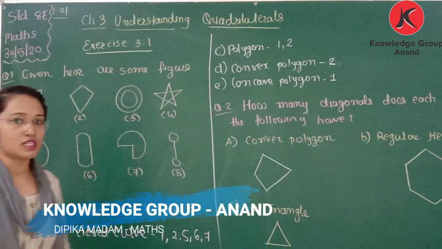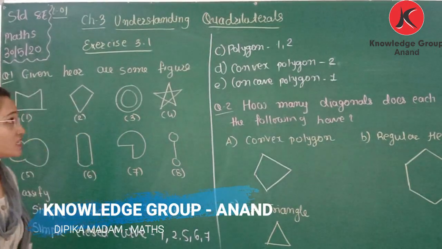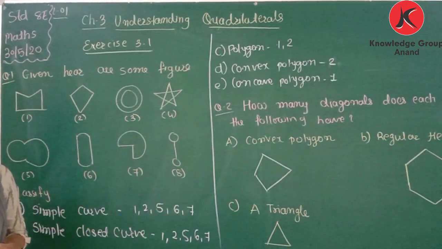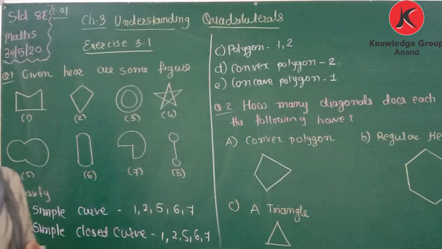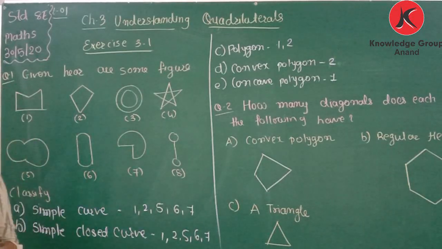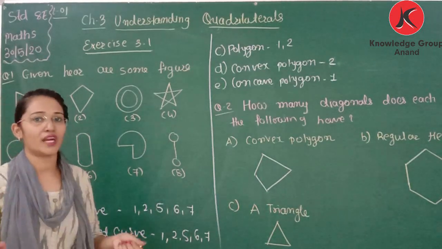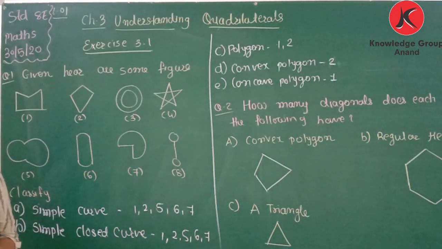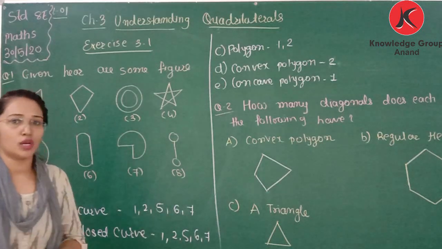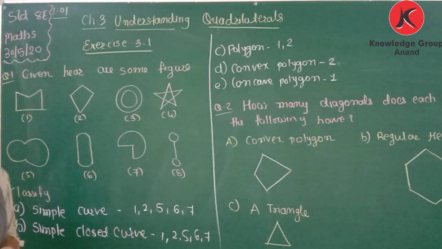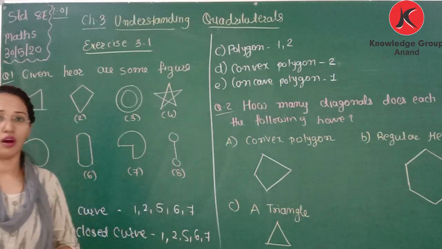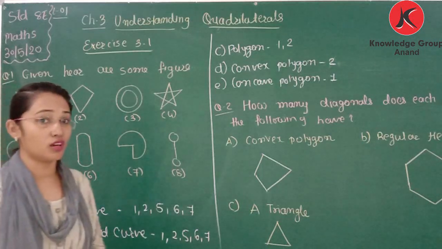Welcome back friends. Previously we started chapter number 3, that is understanding quadrilateral. We learned about the polygons. What is polygon? The quadrilateral, or you can say any shape that is made up of line segment, it is called a polygon. Then we learn a convex polygon and concave polygon.